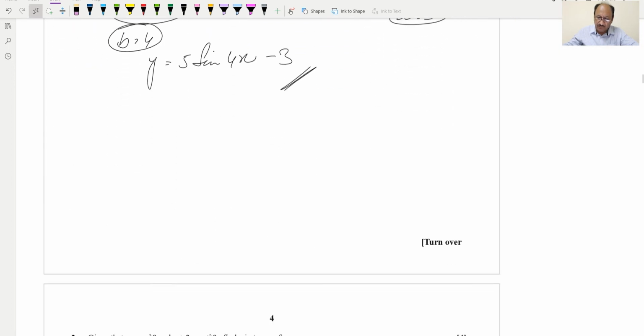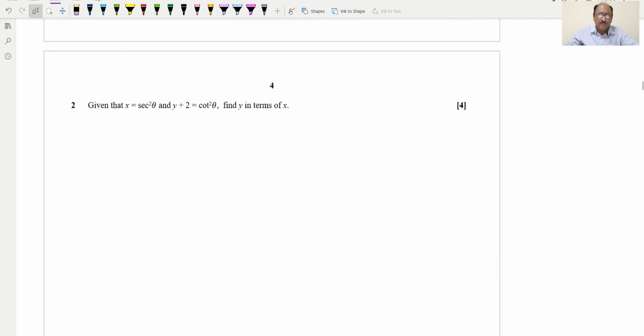Hopefully you got everything. Now we can move to question number 2. Question number 2 says: given that x is equal to sec squared theta plus y, and y plus 2 is equal to cot squared theta, find y in terms of x. And this is a 4-mark question.